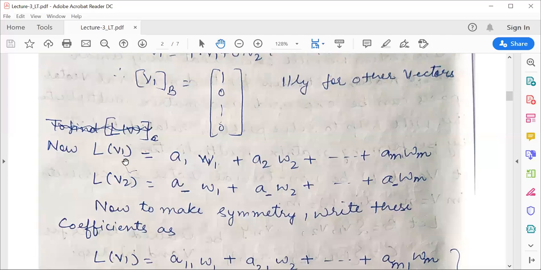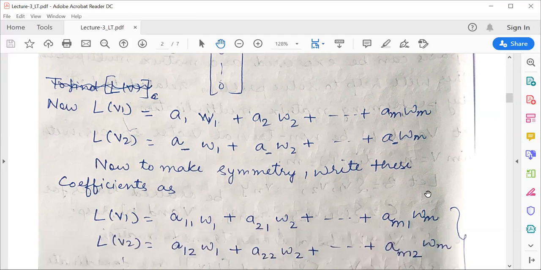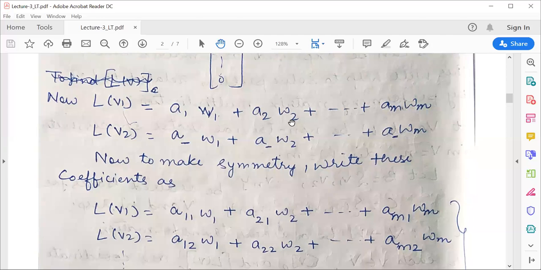The same thing we are doing here. L(v1) is an element of W vector space, writing this as a linear combination of basis elements of W, which are w1, w2, ..., wm. The corresponding scalars can be a1, a2, ..., am. So we will write this for the n elements v1, v2, ..., vn. Now I have to write L(v2) again as a linear combination of w1, w2, ..., wm. Since I am writing all these elements as linear combinations of w1, w2, ..., wm, I just thought of making a symmetry: why don't we write this in a symmetric form?